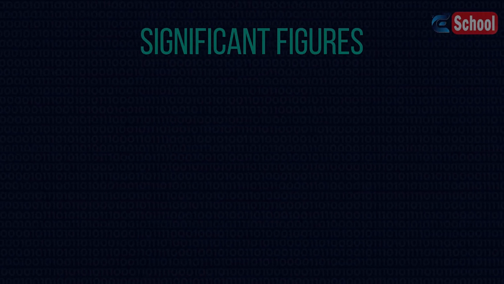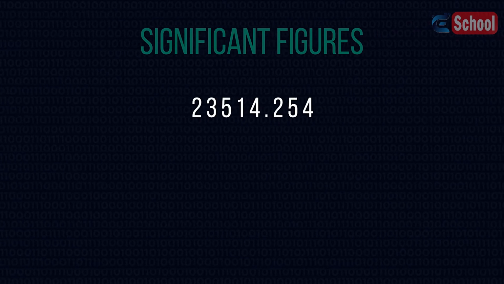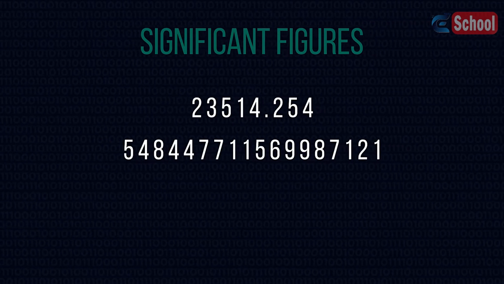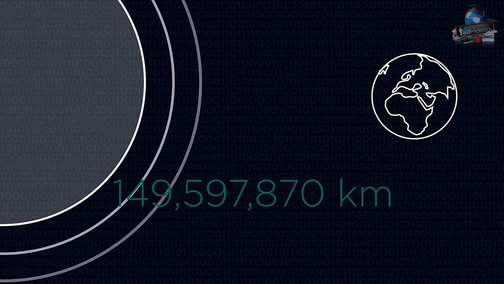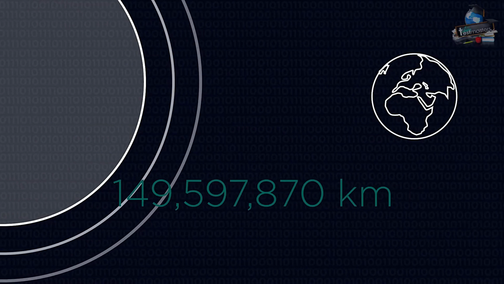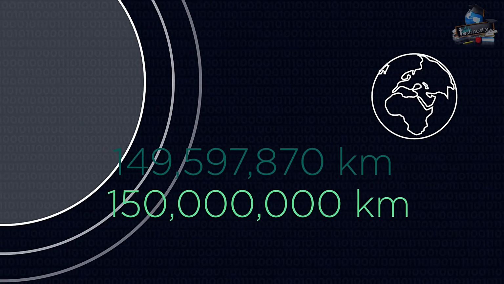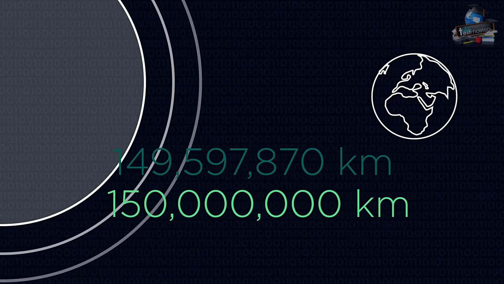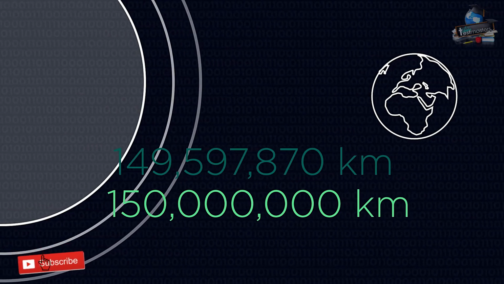Significant figures. The method of rounding to significant figures can be applied to any number of any size. For example, the Sun is, on average, 149,597,870 kilometers from Earth, but we tend to say that it's 150 million kilometers away. This is the true value rounded to two significant figures.